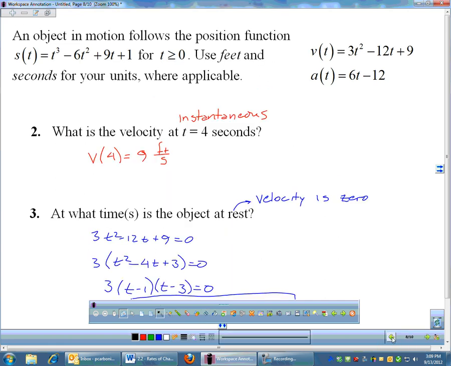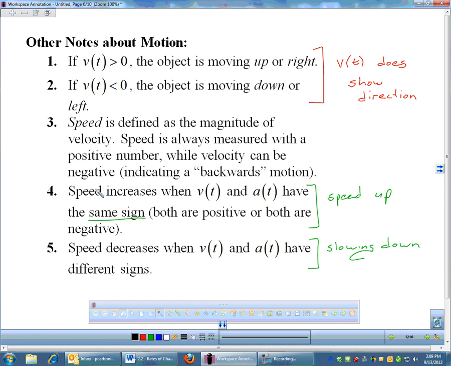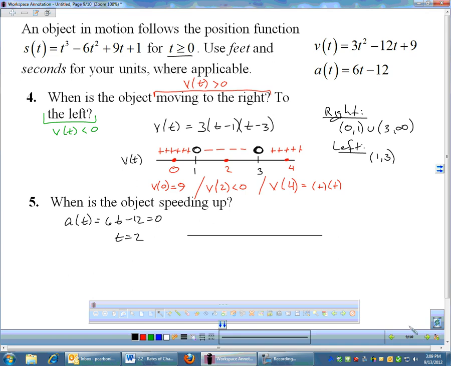So if you remember, let's go back to that page. Where was it? Here it is. An object is speeding up when velocity and acceleration have the same sign. So we have to do that whole sign chart with acceleration, and we're going to compare it to velocity. So acceleration, I know, is 0 at t equals 2. And then I'll plug in a test point. I'll plug in maybe 1. If I plug in 1, 6 times 1 minus 12 is negative. If I plug in 3, 6 times 3 minus 12 is positive.